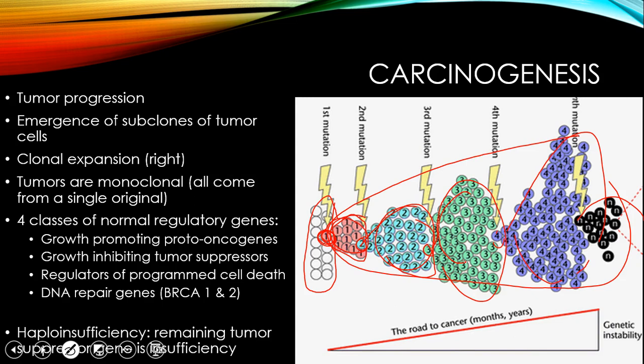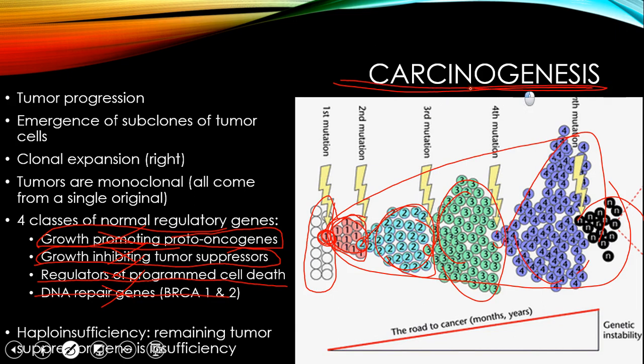So there are 4 classes of normal regulatory genes. To handle this whole process of carcinogenesis, our body has different ways of taking care of it. One is growth-promoting proto-oncogenes. You also have growth-inhibiting tumor suppressor genes, which inhibit growth. You also have regulators of programmed cell death, things that say, all right, time for the cell to die. There are also DNA repair genes. And if any one of these gets taken out, your likelihood of undergoing this whole process becomes worse.